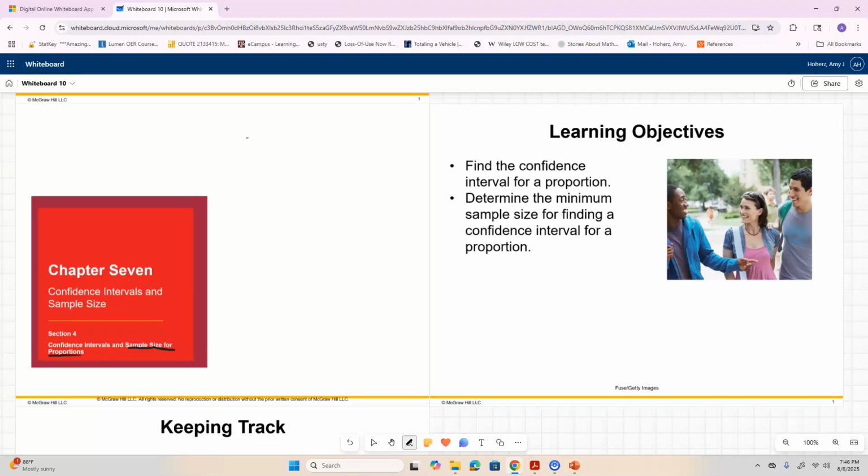All right, so this is Section 7.4. This is the last section for Chapter 7. And we're going to be doing the confidence interval for a proportion. And we're also going to be determining a minimum sample size if we want to keep our margin of error at a certain level.